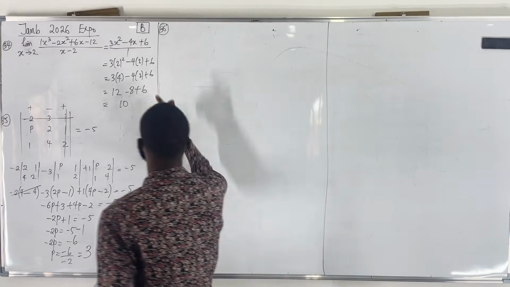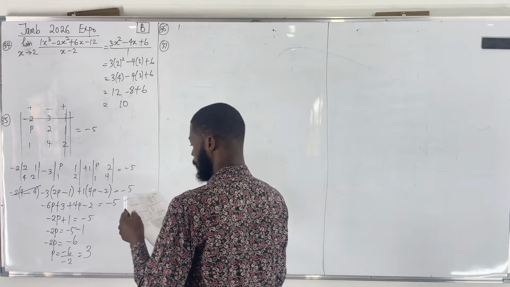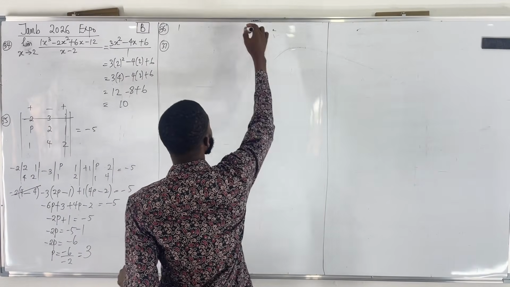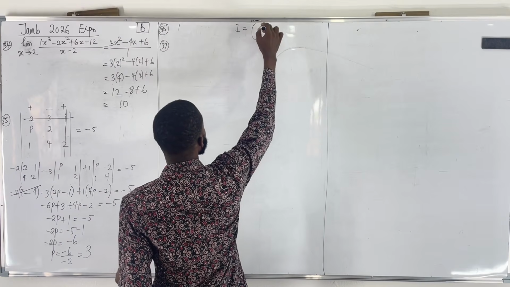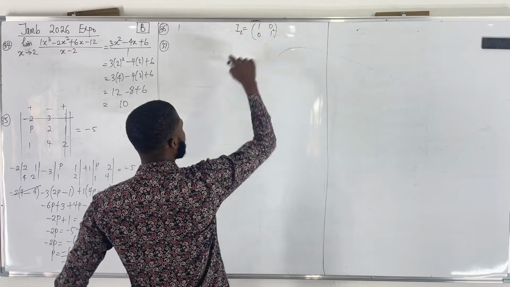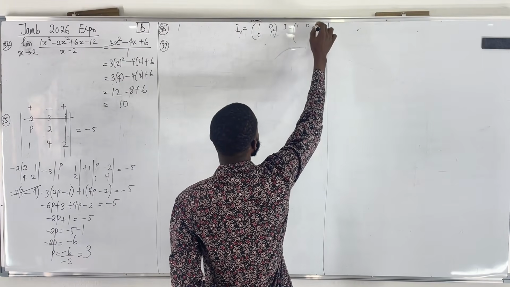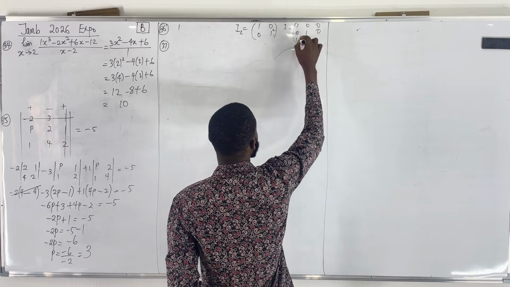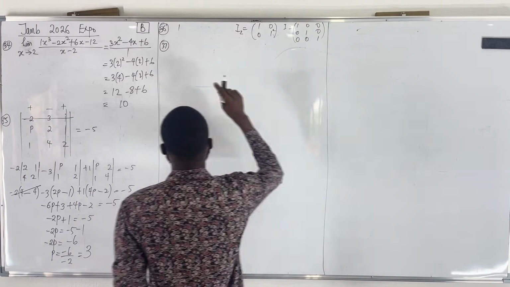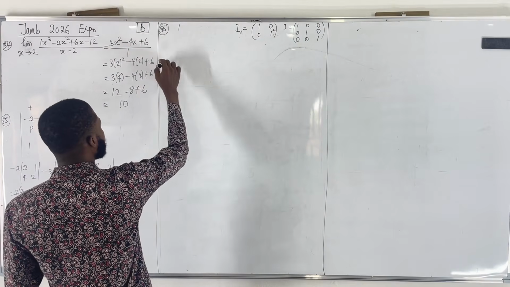So let's move on. Question 37. Just in case you're wondering, the I matrix looks like this: 1, 0, 0, 1. This is I2, a 2 by 2 identity matrix. Then for a 3 by 3, it looks like this: 1, 0, 0, 0, 1, 0, 0, 0, 1. So just in case you're wondering, the determinant of this type of matrix is always 1.